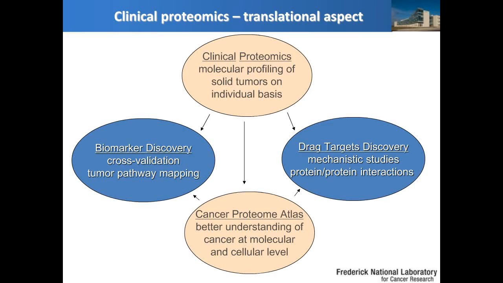So now I'm closing. What is the translational aspect of clinical proteomics? We have shown that we can look at tumor proteins and detect proteins in blood. It is important that this can result in something called a cancer proteome atlas, where clinical samples identified and analyzed in this way can really show what is amplified in different tumors. Besides, which is extremely important, it can be crucial for biomarker discovery and drug target discovery.